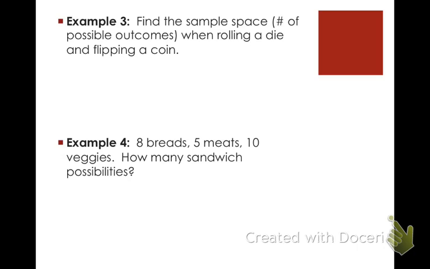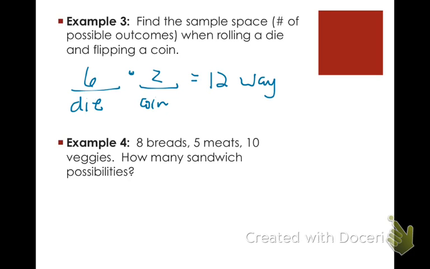So when you have a die, so here's my blank for my die, we have 6 different possibilities that occur. When flipping a coin, we have 2. So if we multiply those choices together, we get that there are 12 different ways for that event to occur.